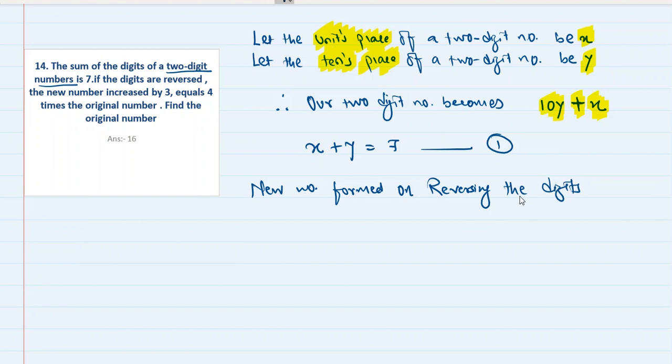What is the new number formed on reversing the digits? Is equal to, see, the original number was 10y plus x. Now what I have to do when I reverse the digits: the y was in the tens place, x was in the units place, I will just swap their places. I will bring x to the tens place and I will put y in the units place. So the new number formed on reversing the digits will become 10x plus y. Do you understand? 10x plus y. That is the new number formed on reversing the digits.